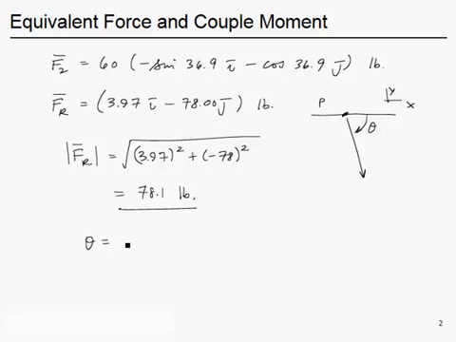Theta equals the inverse tangent of minus 78 over 3.97. This is just minus 87.1 degrees. Okay? Now, I guess I should be kind of clear here.